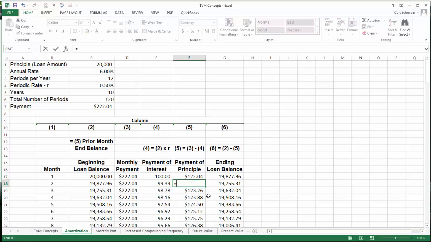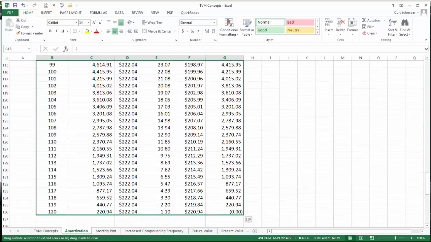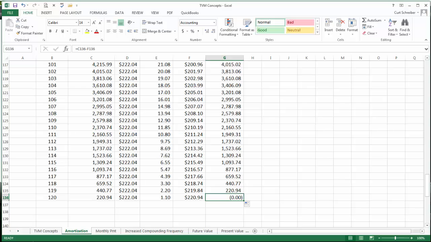How much is that? Equals the monthly payment minus how much went towards interest identifies how much we paid off. And therefore, the balance afterwards is equal to the beginning balance minus how much we paid off, gives us the ending balance. Once you have that in place, you can just go ahead and copy this down to 120 time periods, and voila, exactly after your very last payment of $222.04, the balance of the loan is exactly zero.